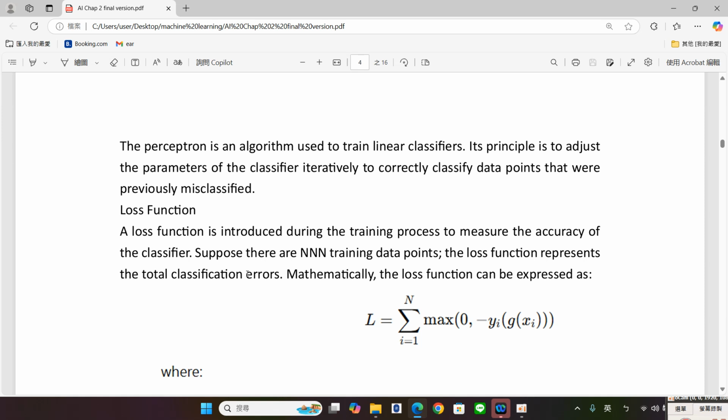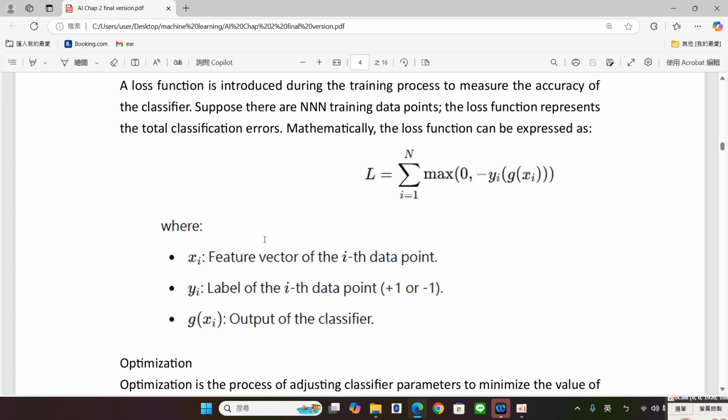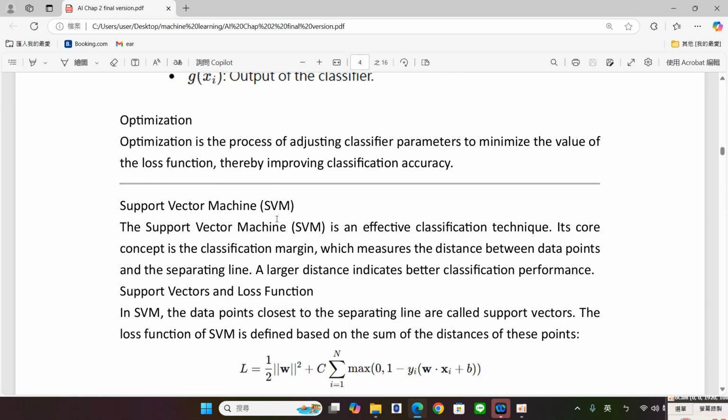Mathematically, the loss function can be expressed as L equals the summation from i equals 1 to n of the maximum of 0 and minus yi g(xi), where xi is the feature vector of the ith data point, yi is the label of the ith data point, plus 1 or minus 1, and g(xi) is the output of the classifier. Optimization is the process of adjusting classifier parameters to minimize the value of the loss function, thereby improving classification accuracy.